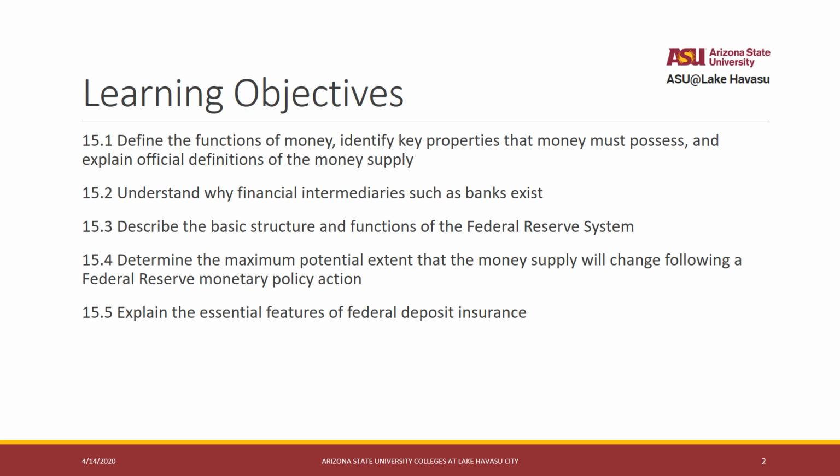First, we'll define the functions of money, identify the key properties that money possesses, and explain the official definitions of money supply. Second, understand why financial intermediaries such as banks exist. Third, describe the basic structure and function of the Federal Reserve System. Fourth, determine the maximum potential extent that the money supply will change following a Federal Reserve monetary policy action. Fifth, explain the essential features of Federal Deposit Insurance.